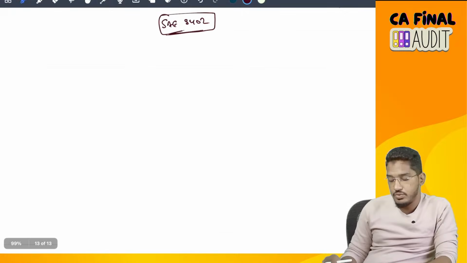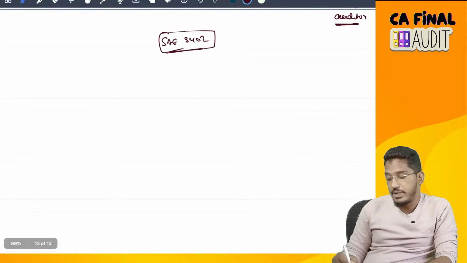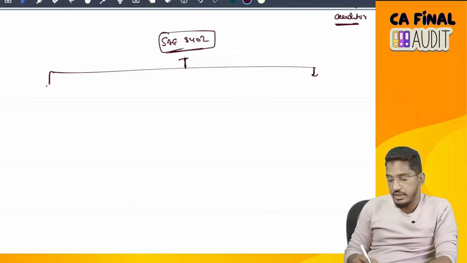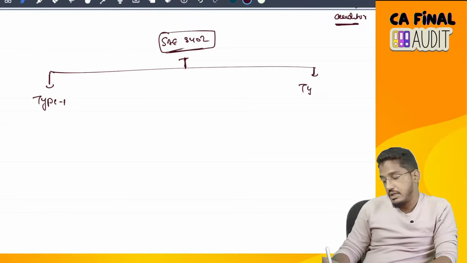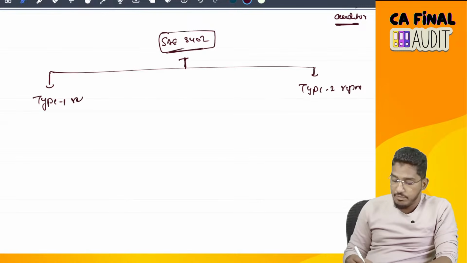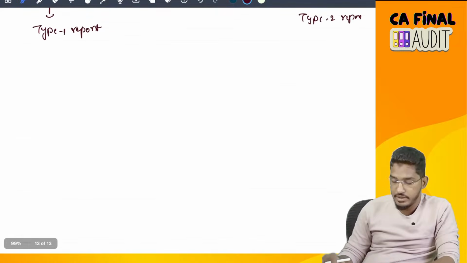SAE 3402 says that a service auditor can give two types of report. One we call the type 1 report and the other one is the type 2 report. So what is a type 1 report? What is a type 2 report? Listen carefully. What will be included here?